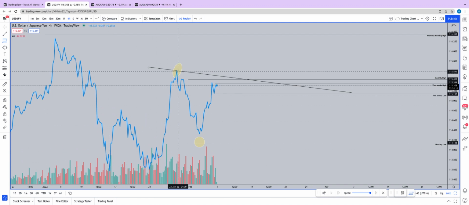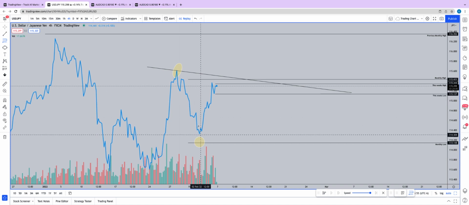This is our pullback. If you wanted to look at it like this, we'd have A here. We'd have B here. We'd have C here. We have not made our D yet. So we have A, B. So now we're going to apply Fibonacci.